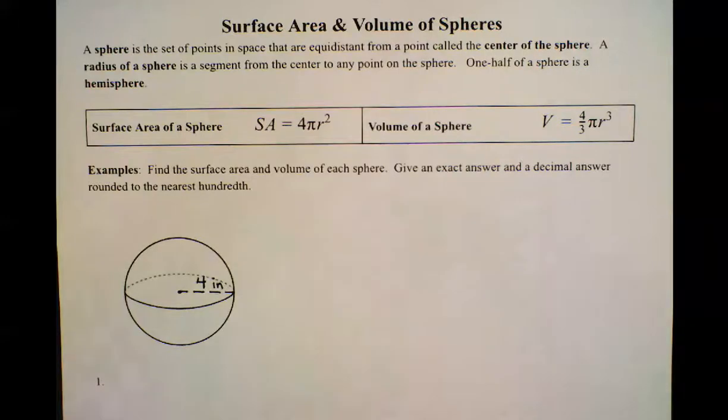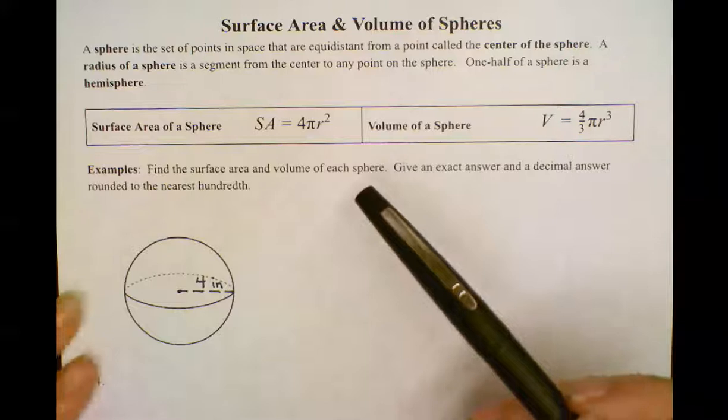Hello everybody. Today we are going to be looking at finding the surface area and volume of spheres. Here at the top of our notes sheet we've got a couple of vocab terms that we need to get out of the way. Most of this is stuff you already know.